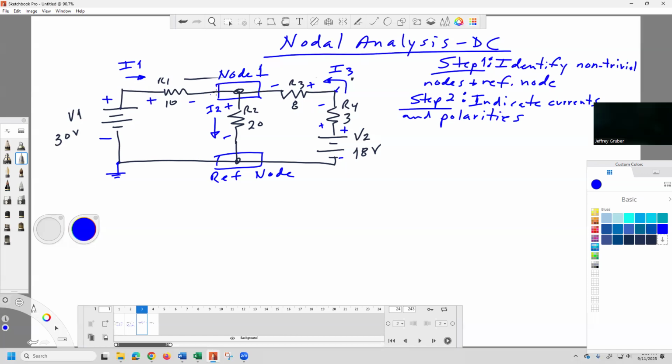We go here, some current goes into this branch. What's going to happen? It's going to drop a voltage across this resistor. So it's going to go plus minus. And then you can think of some current comes out of this supply, it drops some across there and some across there. So be consistent with your polarities and your directions of the current flow.